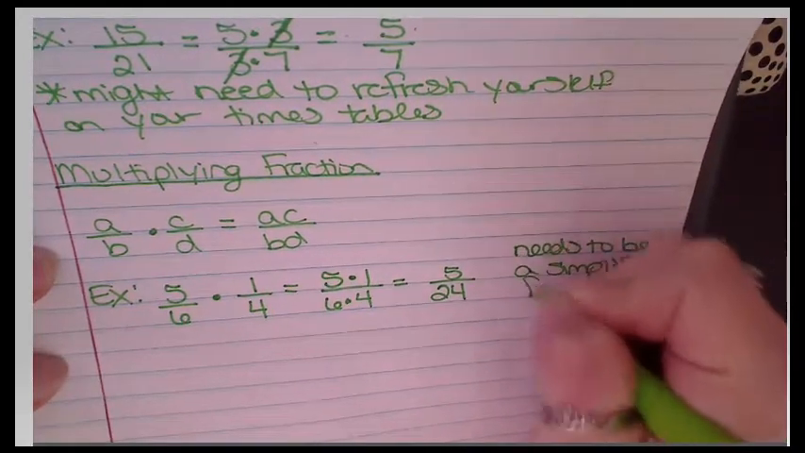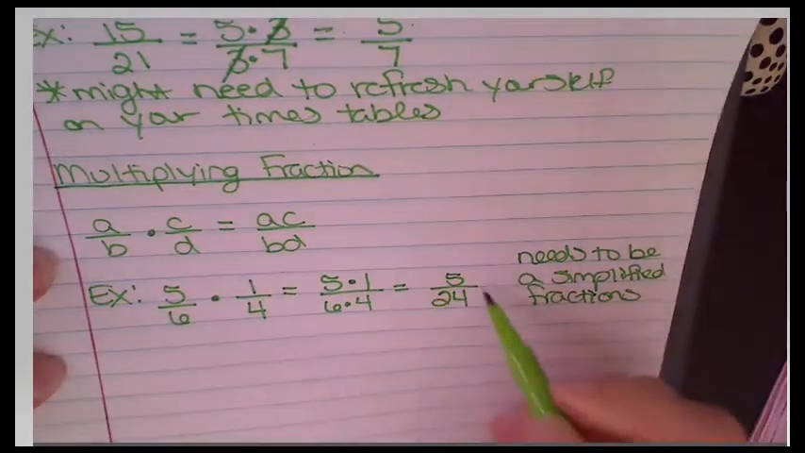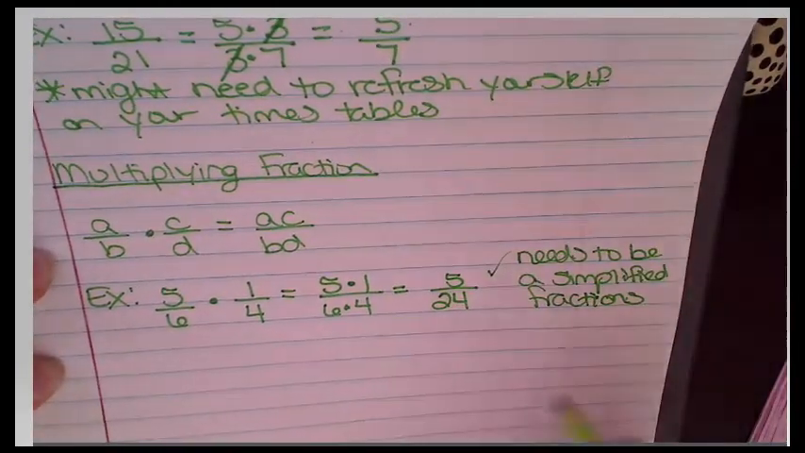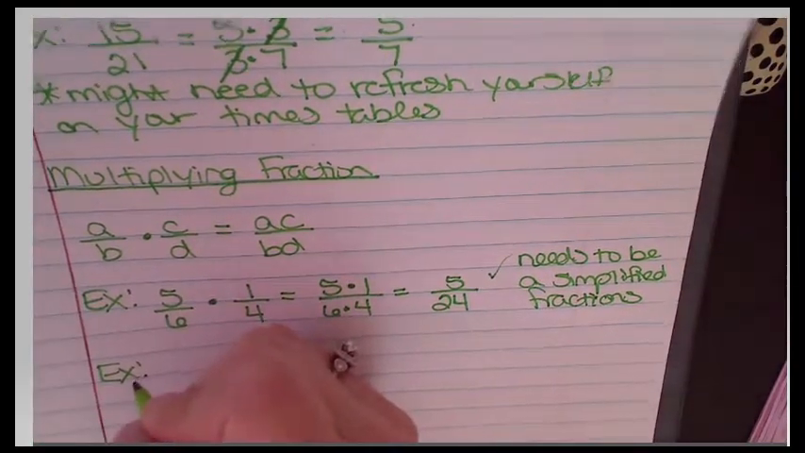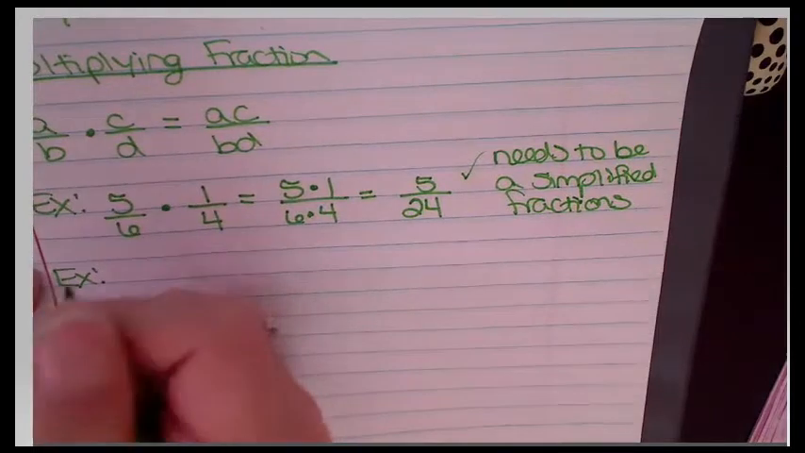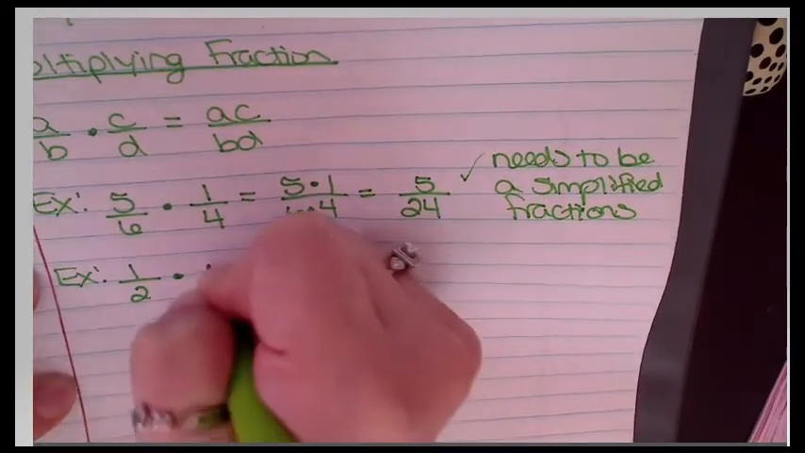And your homework will ask you for simplified fractions. And this is simplified. We're good to go. So let's see one that is not going to be simplified. So let's do another one. Let's do 1 over 2, so 1/2, times 2/3.